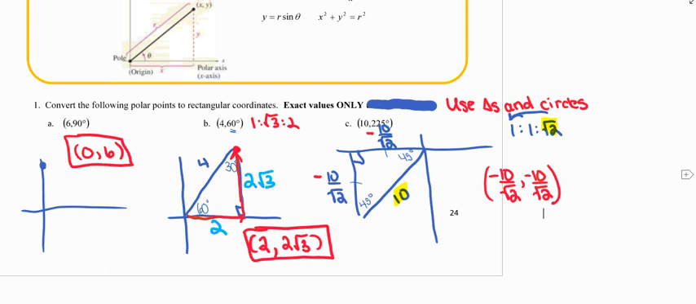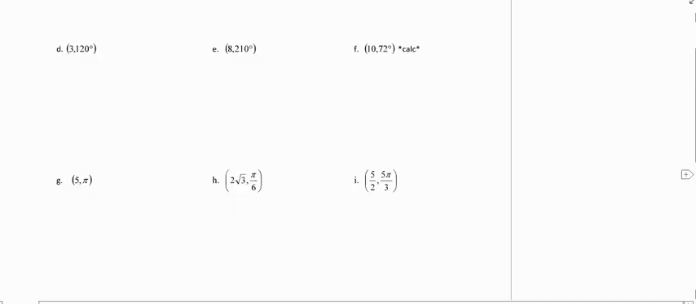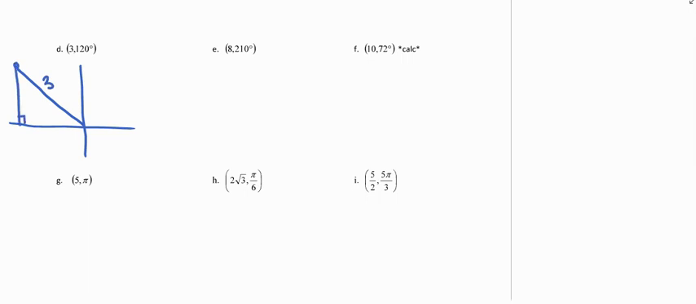All right, we are moving. Letter D says 3, 120. So first thing I'm going to do is plot it. And again, that radius length is 3. The angle measure of 120 tells me that that reference angle is 60, making this 30.